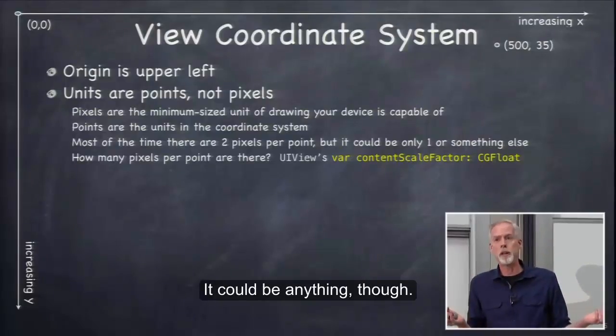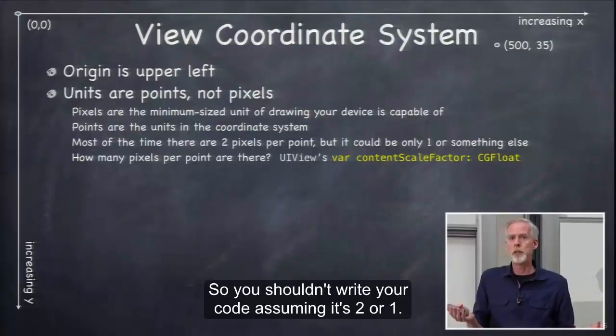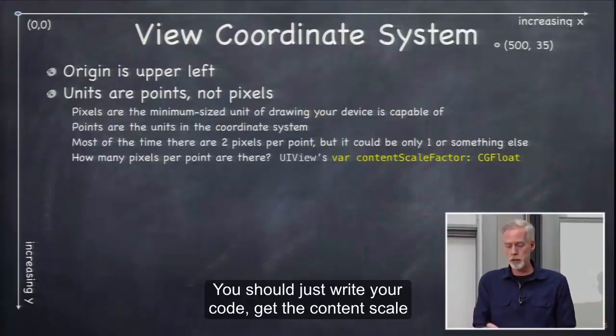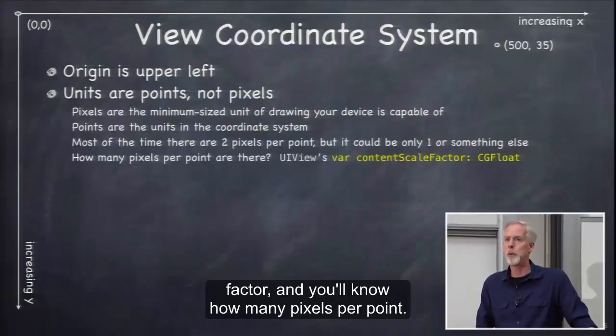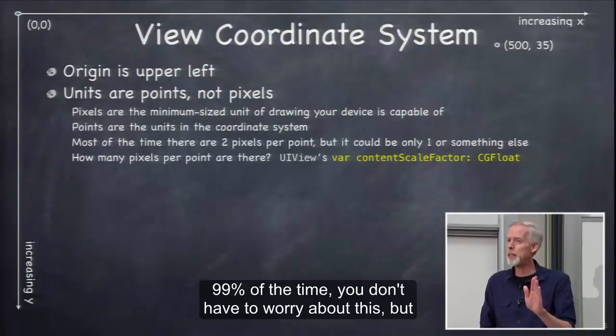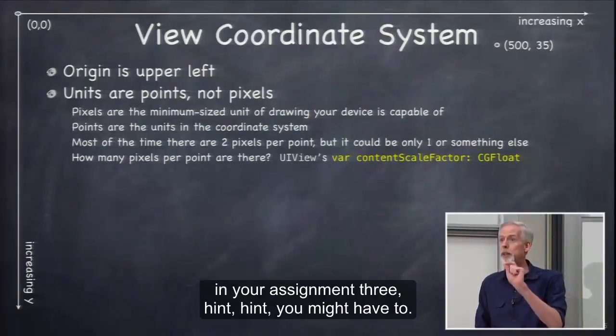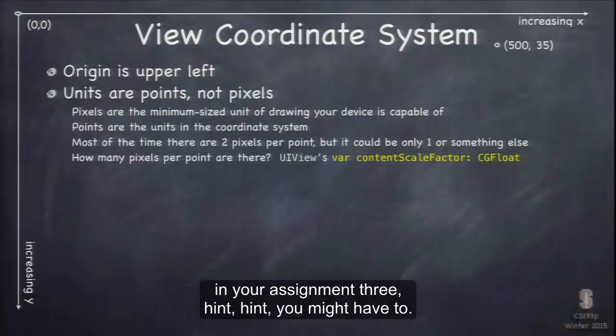It could be anything though, okay? So you shouldn't write your code assuming it's 2 or 1. You should just write your code, get the contentScaleFactor, and you'll know how many pixels per point. Okay? 99% of the time you don't have to worry about this, but in your assignment 3, hint, hint, you might have to. Okay?